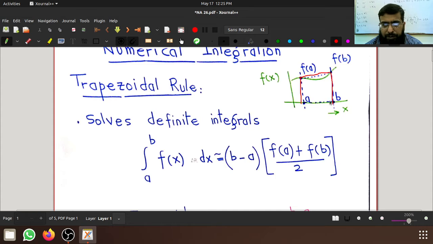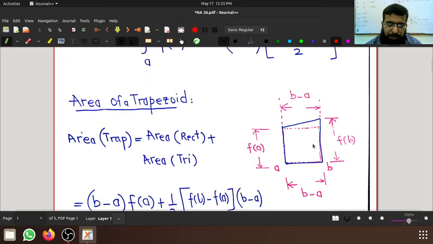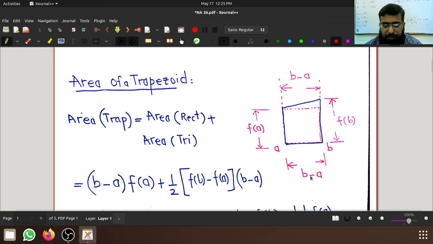What is the width here? The initial point is a, the final point is b, so the difference is b minus a. So the length of this horizontal line is b minus a. The length of the slanted line is not known, and we don't need it. The width of the line at the top is the same, b minus a.